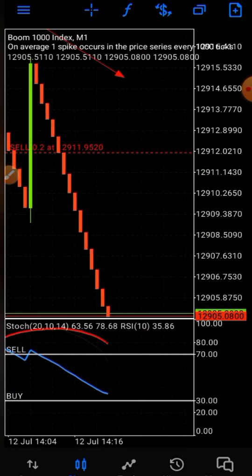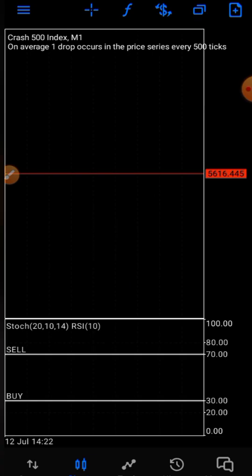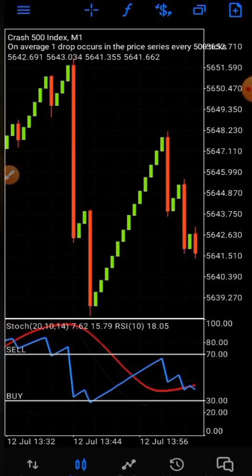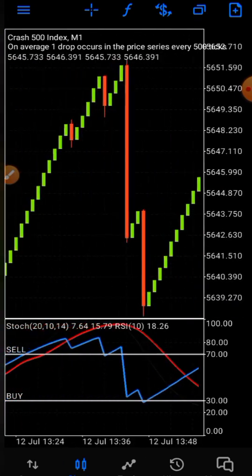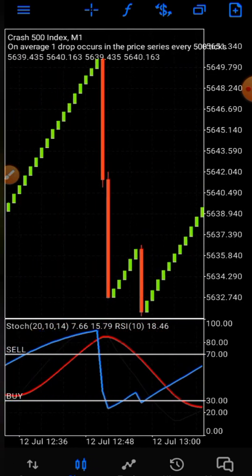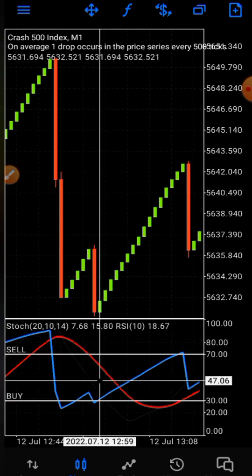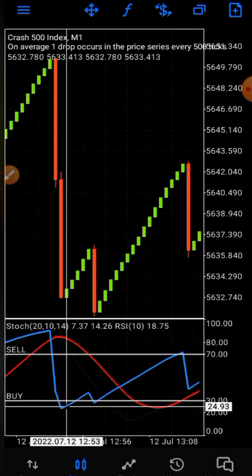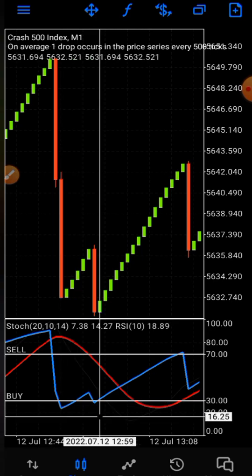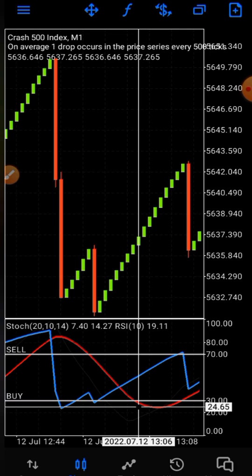So okay, let's see crash and know if it works on crash. Let's see maybe crash 500 or anyone at all. Okay, this is crash 500. It's really crashing here. So for crash 500, how we do is that we wait for both indicators to come to the oversold zone. So for boom, it's overbought, but for crash, it's oversold. Look at it here. This one has come to the oversold zone here. Then you wait for the stochastic oscillator. As it comes to the oversold zone, you take your buy.